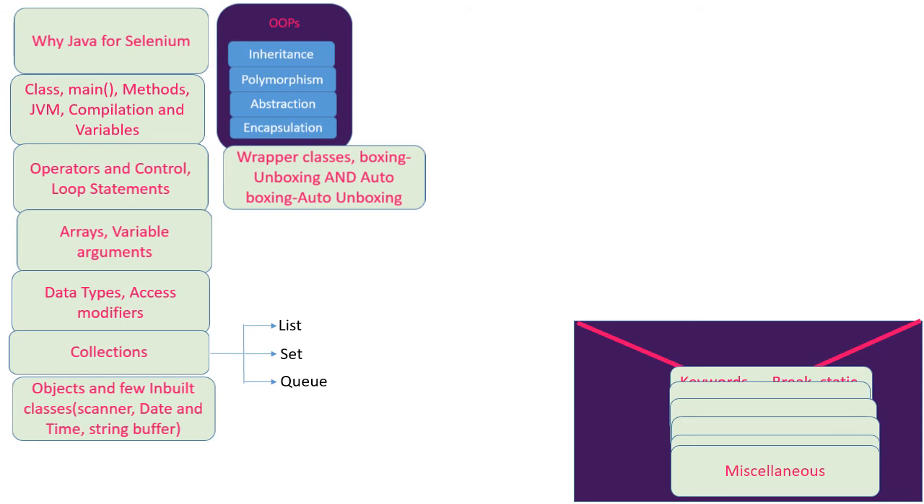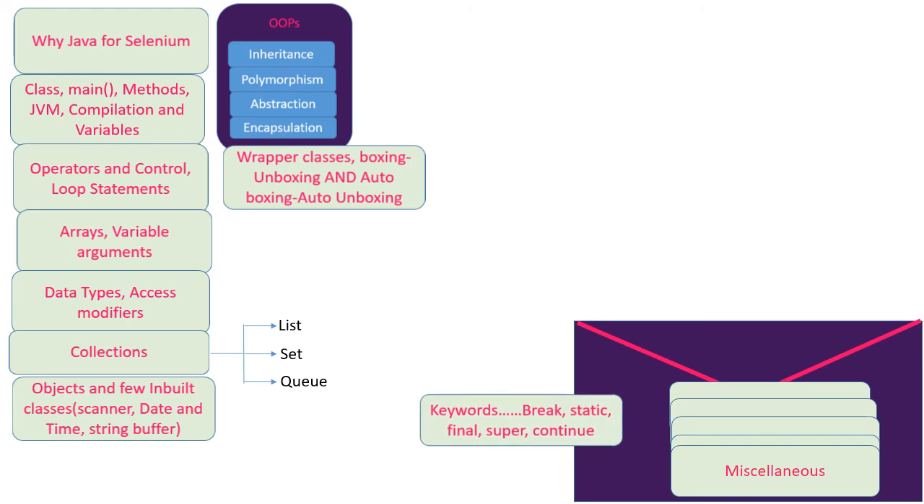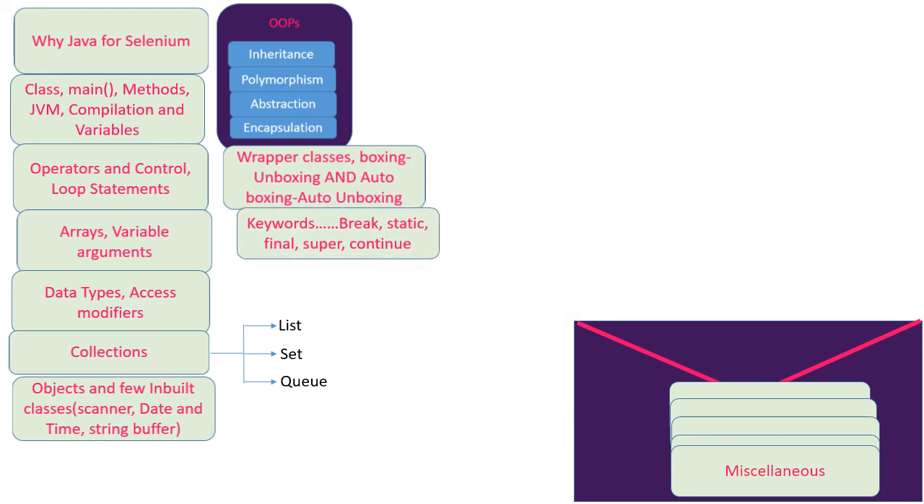In the next video we are going to discuss wrapper classes, boxing, unboxing, and auto boxing and auto unboxing. And the other video is going to be about the keywords which are used in Java. So there are a lot of keywords. Here are a few keywords I have written as an example, such as break, static, final, super, continue. Along with these keywords, there are a few more keywords which we are going to learn in that particular video.